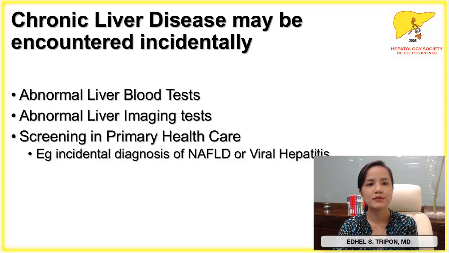Chronic liver disease may be diagnosed incidentally or deliberately. It may be detected by encountering abnormal liver blood tests or imaging. Incidental diagnosis in asymptomatic patients, more commonly non-alcoholic fatty liver or viral hepatitis, may be encountered in wellness checks in primary care.